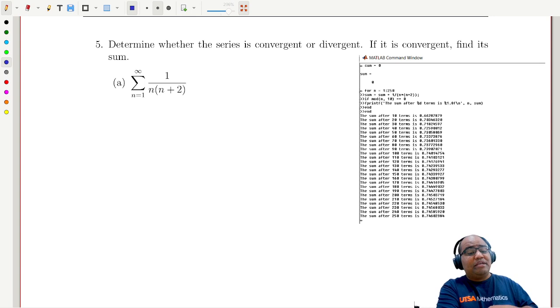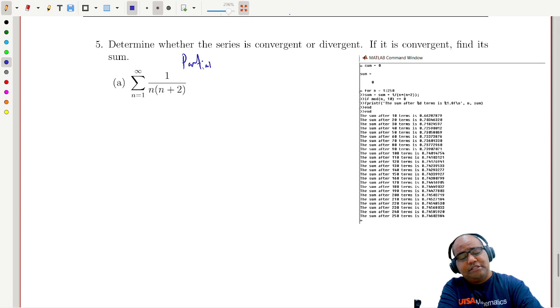Now, I want you to take a look at the summand here, 1 over n times n plus 2. That looks oddly like something that we've encountered before. What do you think? Partial fractions. So the idea here is we're going to do a partial fraction decomposition of this thing.